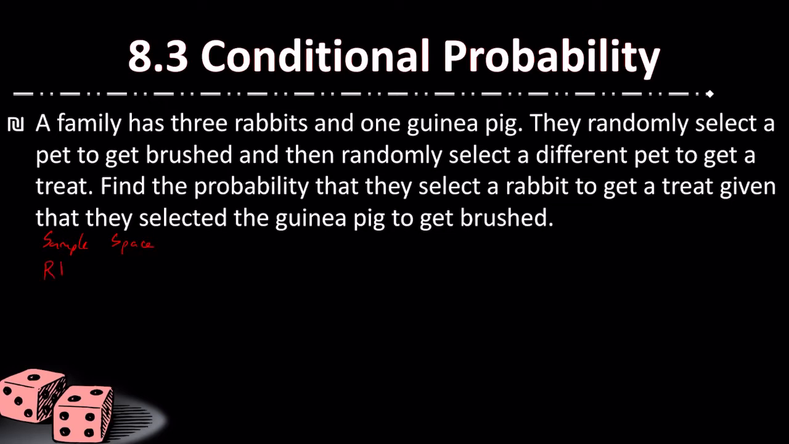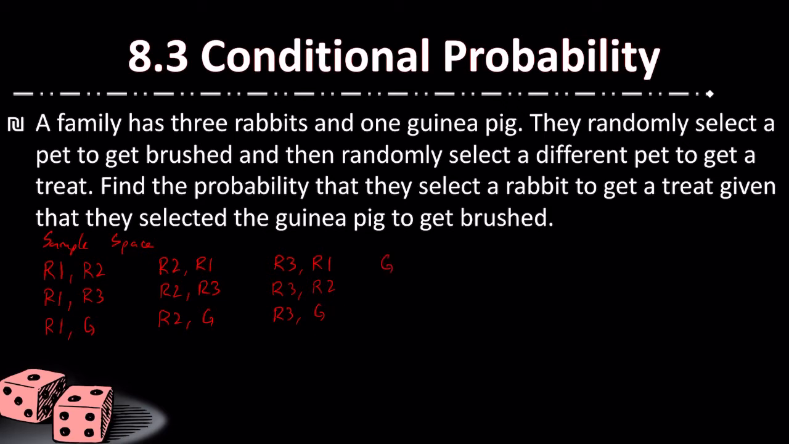So rabbit 1 could get brushed and rabbit 2 get the treat. Or rabbit 1 could get brushed and rabbit 3 could get the treat. Or rabbit 1 could get brushed and the guinea pig could get the treat. Or maybe rabbit 2 brushed and rabbit 1 treat. Rabbit 2 brushed, rabbit 3 treat. Or rabbit 2 brushed, guinea pig treat. Or rabbit 3 brushed and rabbit 1 treat. Rabbit 3 brushed, rabbit 2 treat. Or rabbit 3 brushed and the guinea pig got a treat.